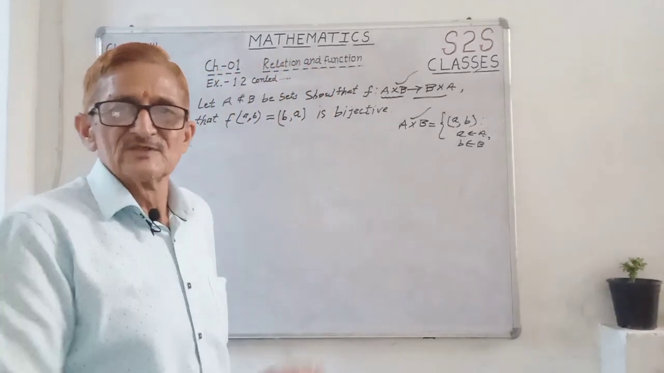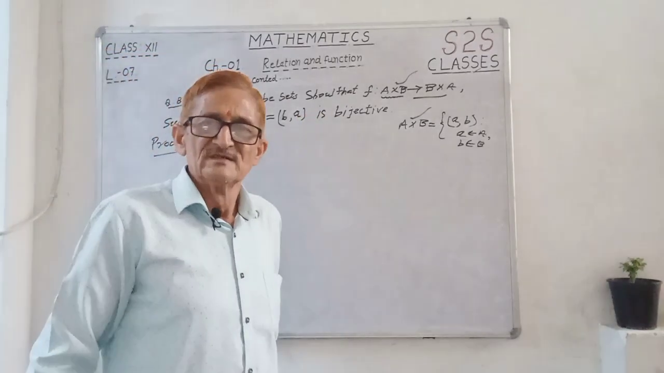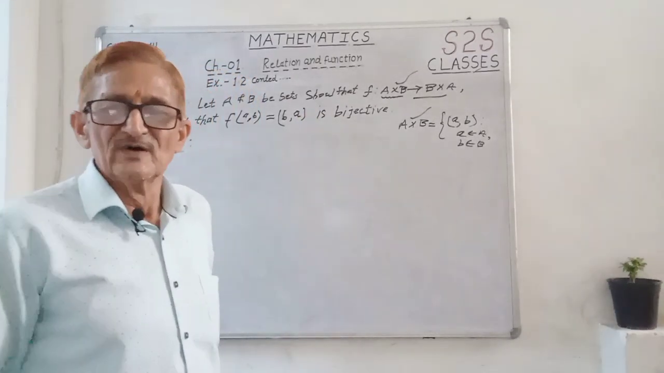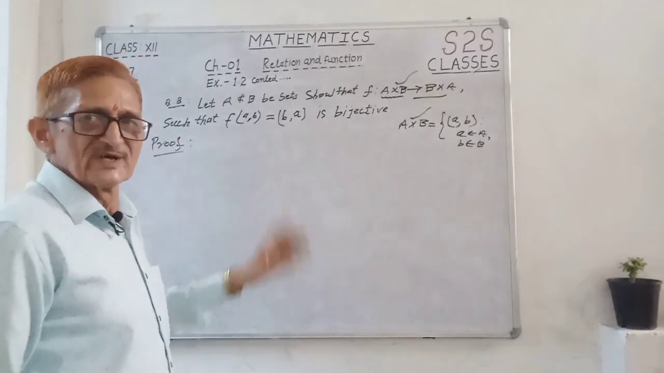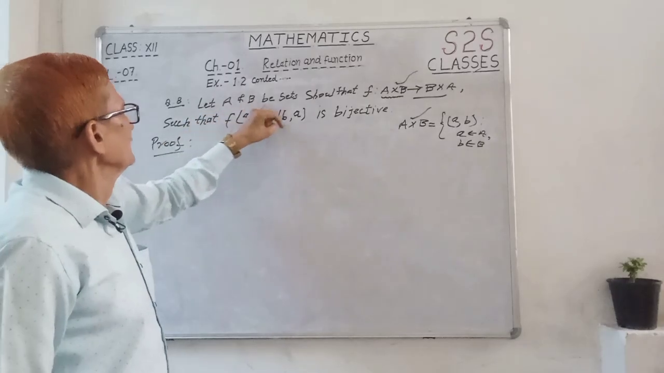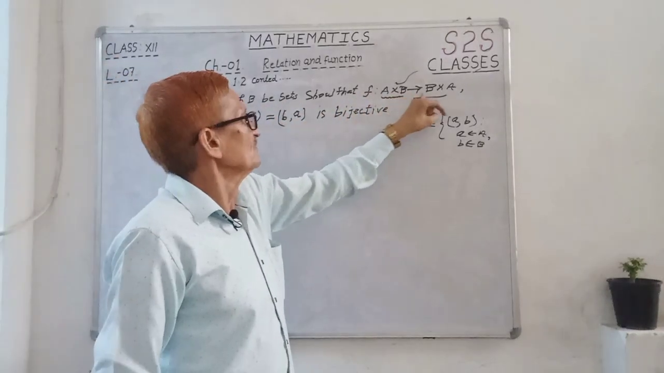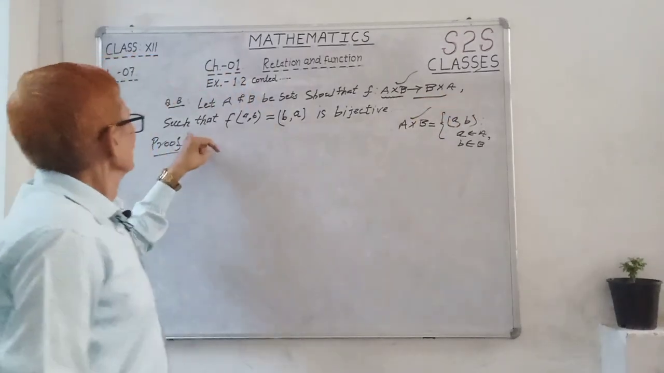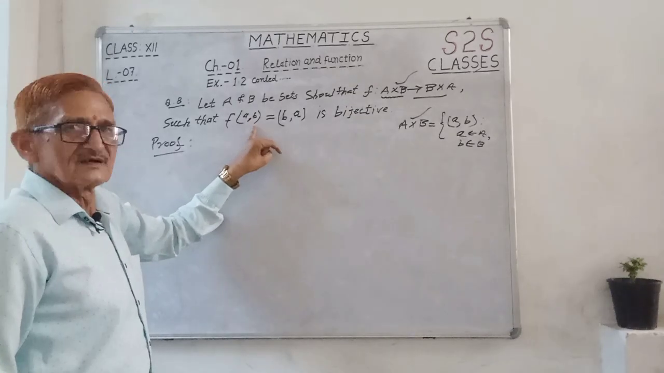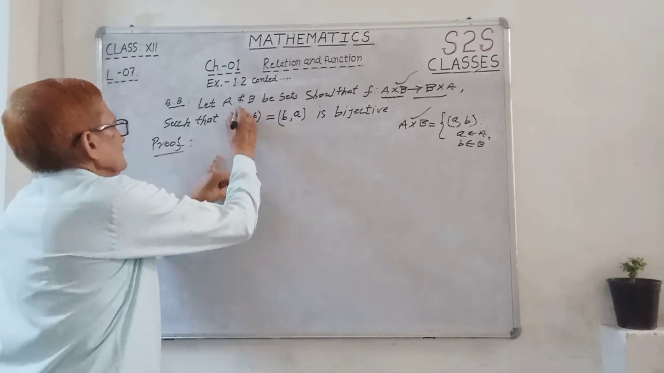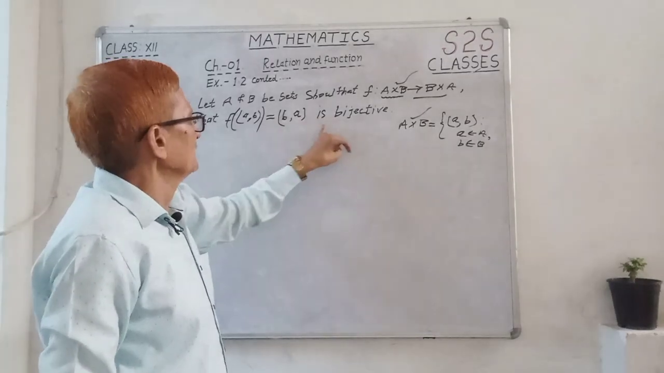Today we are going to continue exercise 1.2 on functions, one-one, onto or bijective. For the continuation of this exercise, question number 8: let A and B be sets, and let f be a function from A Cartesian B to B Cartesian A such that f of the ordered pair (a, b) is equal to (b, a). This is given, and it is bijective.